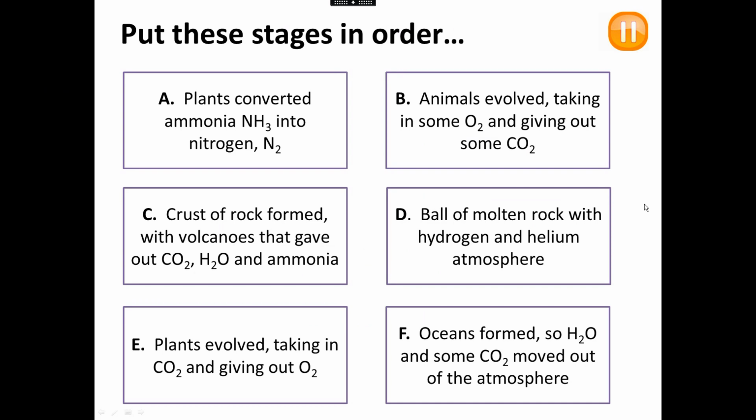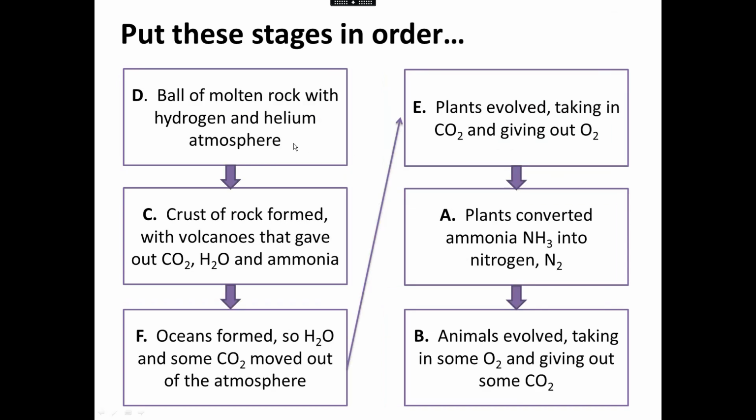So, revision from last lesson to check you understand the order that things happened in on Earth. Pause the video and put these letters into order. Pause it now. Here we go with the answers. Firstly, D. Earth was a ball of molten rock with a hydrogen and helium atmosphere.